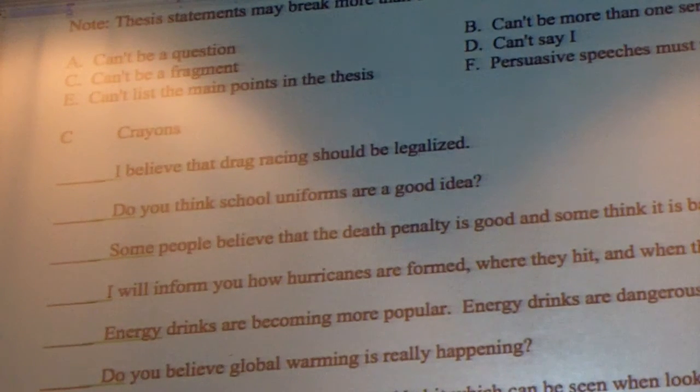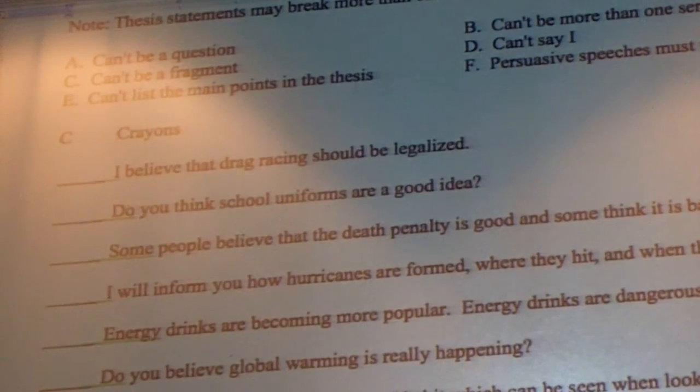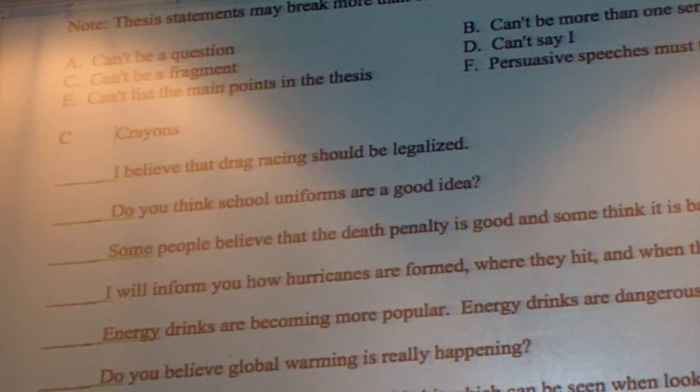Okay, well, what's the first thing you broke? Just walk them off. Fragment? Or, oh, it can't be a question. Right, so write that down. And then school uniforms, would that be an informative speech or a persuasive speech? Yeah, persuasive. And do you know what side they're on? No. So then, so a couple.